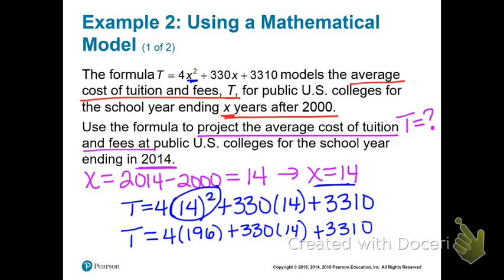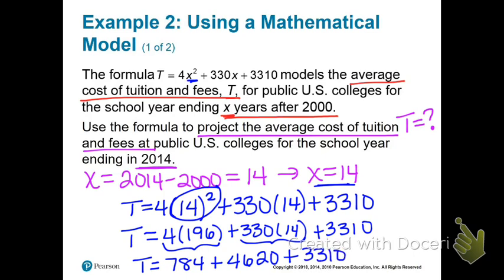And then I'm going to look for multiplication and division, and I do some multiplication here and here, so I'm going to go ahead and do them. So 4 times 196 is 784. 330 times 14 is 4,620, and then bring down your plus 3310. And then we're only left with addition, so I'm going to add all of them together. And when we do that, I'm just going to write it over here, so we get T equals 8,714. Now I'm going to go ahead and go to the next slide because I don't have enough room here.